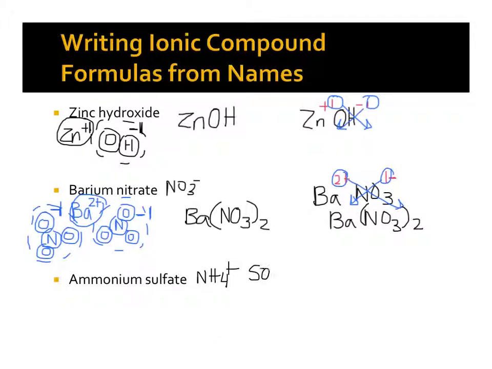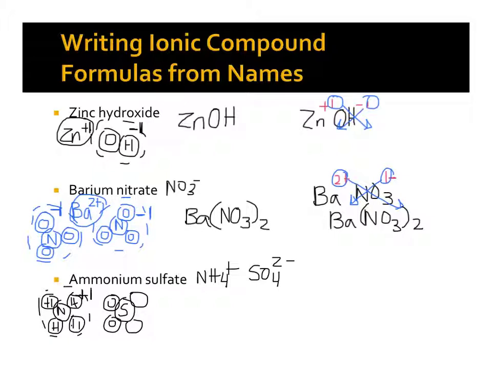It is SO4 2-. So lots to draw in this picture here. I'm going to need a nitrogen with 4 hydrogens around it. And that group of atoms has a +1 charge. And I'm going to draw a sulfate polyatomic ion, a sulfur with 4 oxygens around it. And that whole group of atoms has a -2 charge.